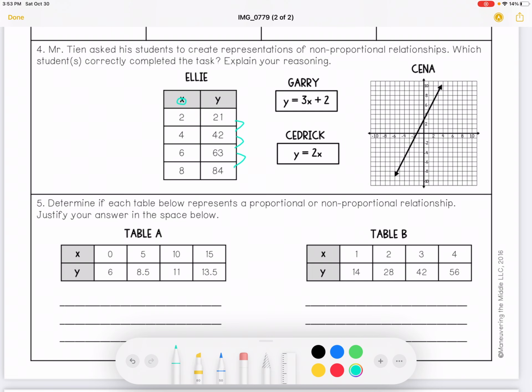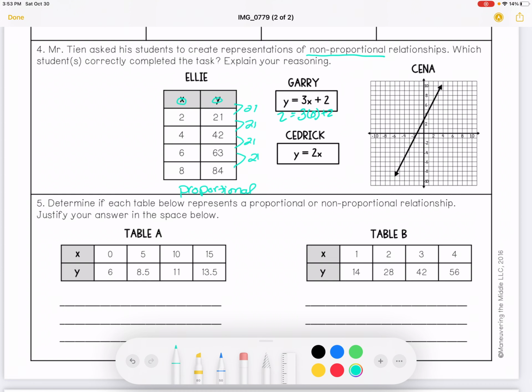Okay, so 84 to 63 is 21. 21 there and 21 there. So if we go down 21 more, that is going to be 0. So this is a proportional relationship. Gary says that y equals 3x plus 2. Now, if Gary is correct, when x is 0, y will not equal 0, right? Because we're looking for non-proportional relationships. So 3 times 0 plus 2, in fact, equals 0 plus 2, which is 2.